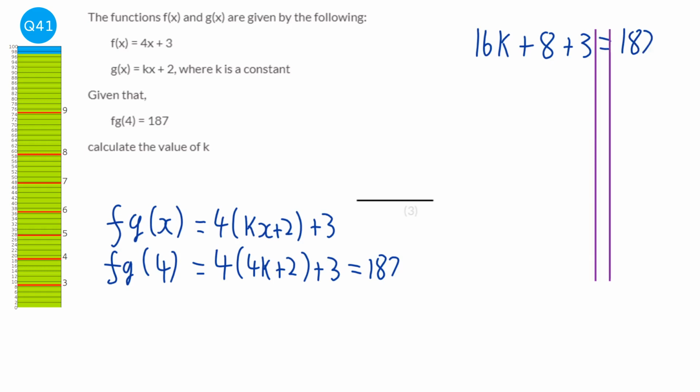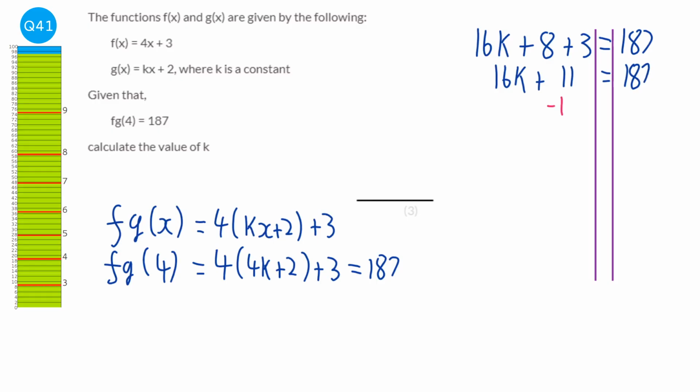Let's get our solving lines in. Okay, so first thing we're going to do is, well, we can add the 8 and the 3 actually while we're here. So 16k plus 11 equals 187. So we're going to take away that 11 from both sides. So we've got 16k equals 176. And then we can divide by 16 both sides. So we've got k equals 11.